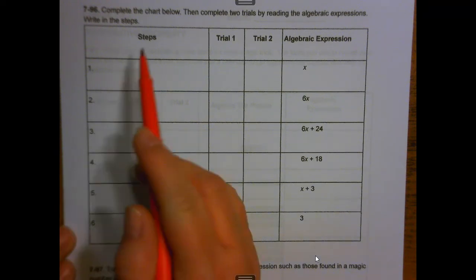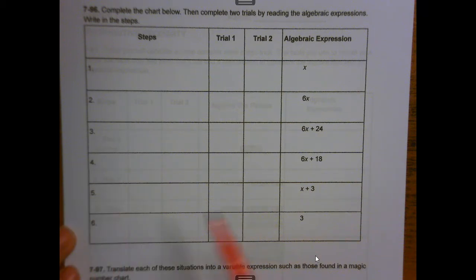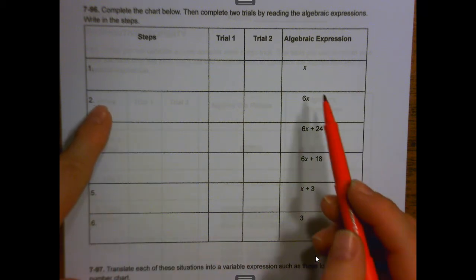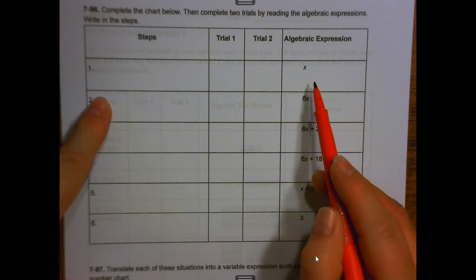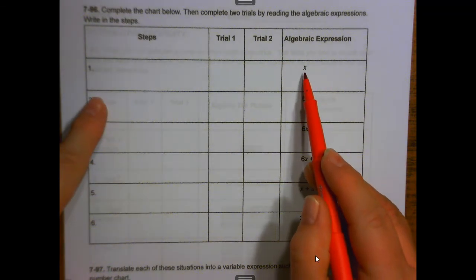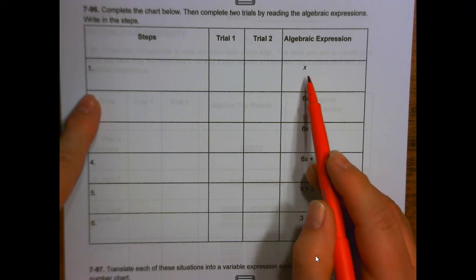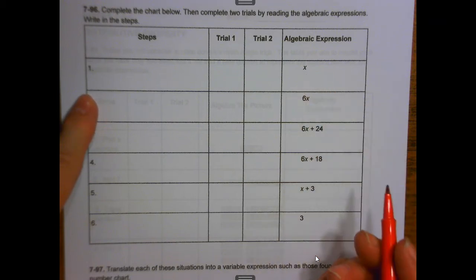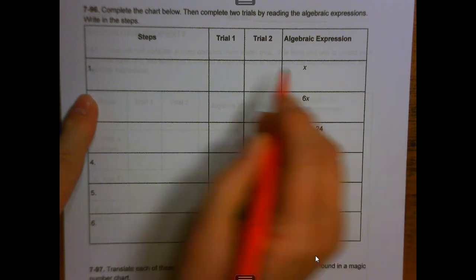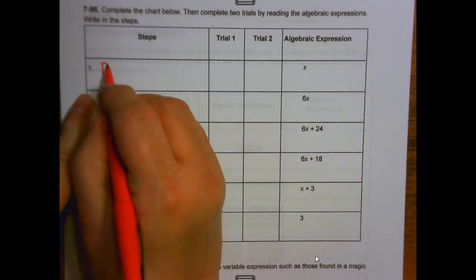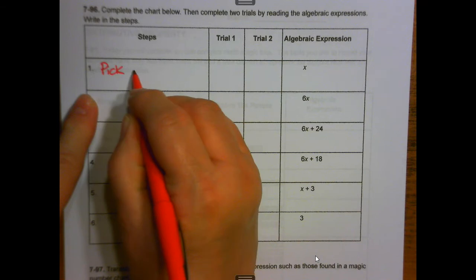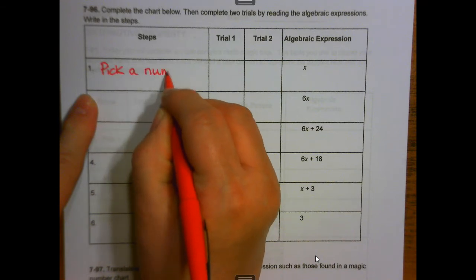The problem that we're going to look at first is 796. You were asked in the directions to complete the chart below. And in order to complete the chart, we needed to look at the algebraic expression. For the last few times that we worked on the math tables, when we have the letter x, it's our variable. So we start by writing pick a number.